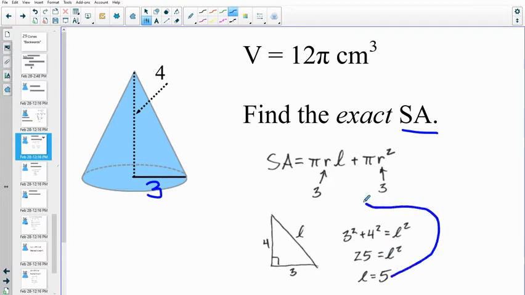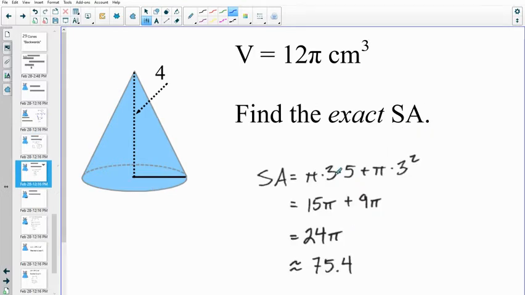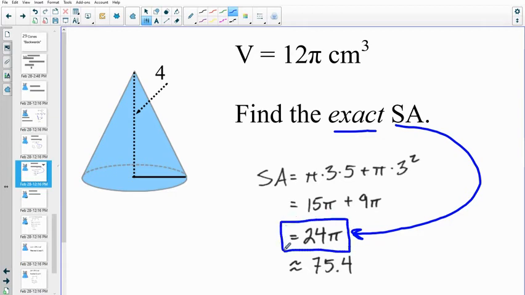And now I've got everything that I need in the formula for surface area, so I plug it in. The radius was 3, the slant height was 5. 3 times 5 is 15. 3 squared is 9. 15 pi plus 9 pi is 24 pi. And in this case, since I said the exact surface area, the answer I'd be looking for would be that one. If you want the approximation, that's about 75.4, but because this question asked for the exact surface area, that would be the answer that I would be looking for. So there we go. Working backwards from volume to find surface area.